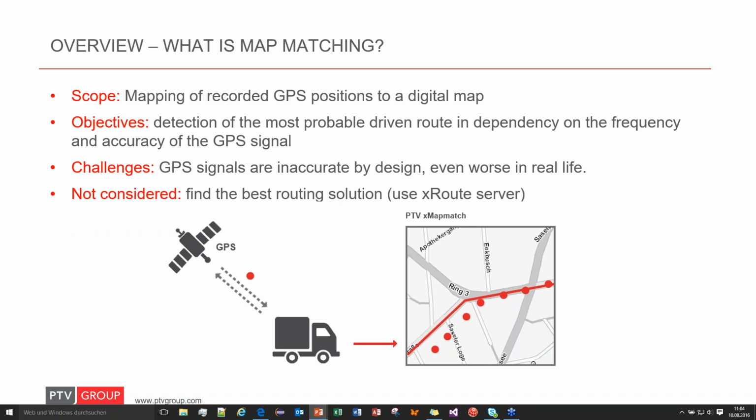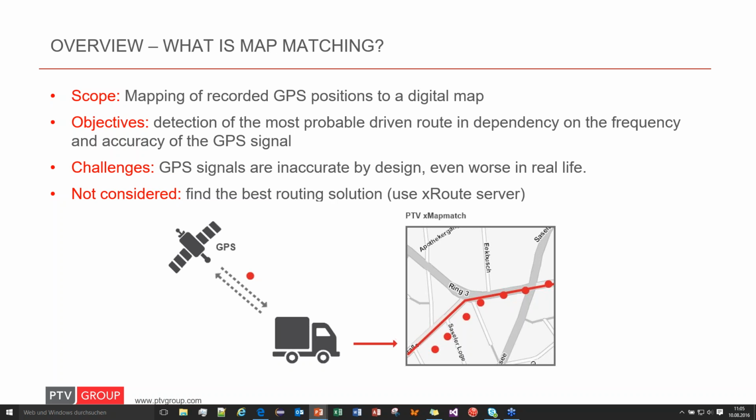So, what is map matching? The scope of map matching is mapping recorded GPS positions to a digital map. The objectives are the detection of the most probable driven route in dependency on the frequency and the accuracy of the GPS signal. The challenge here is that GPS signals are inaccurate by design and even worse in real life. The graphic demonstrates the issue. The red dots are the coordinates of the recorded GPS trace. The actual driven route is identified by the solid red line. As you can see, the recorded GPS positions have an offset to the actual driven route.